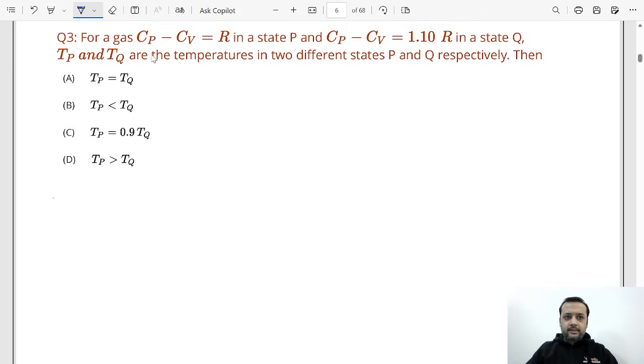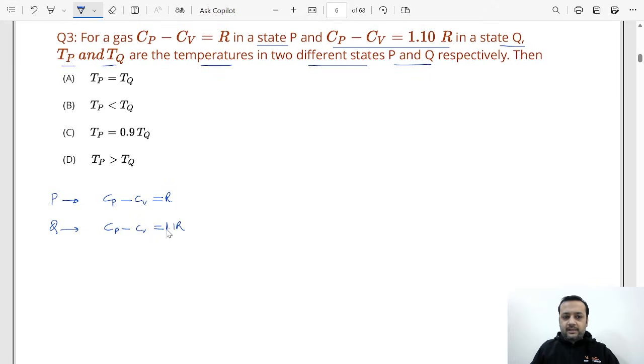In this question, for a gas, Cp minus Cv equals R is given in the state P, and Cp minus Cv equals 1.1 R is given in the state Q. Tp and Tq are the temperatures in the two different states, P and Q. Then we have to compare the temperatures. Now look, let's write down the data. In the state P, gas is following the relation Cp minus Cv equals R. In the state Q, gas is following the relation Cp minus Cv equals 1.1 R.